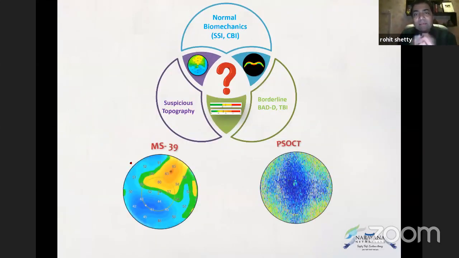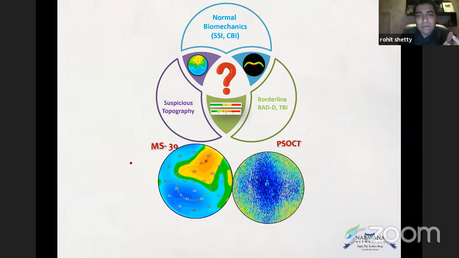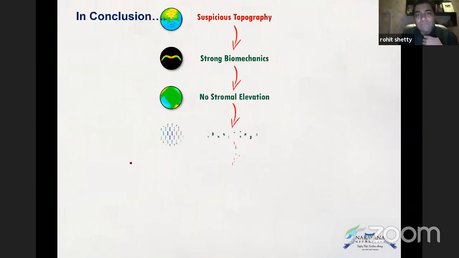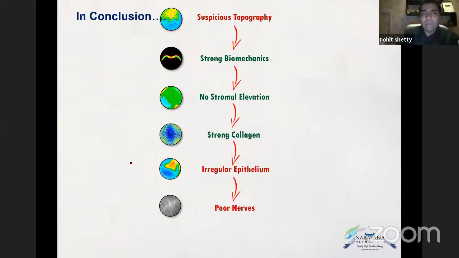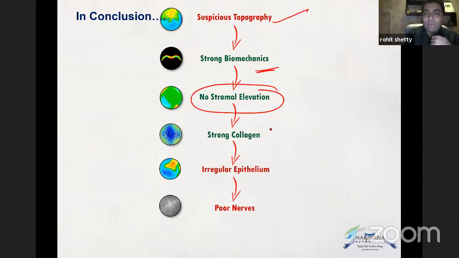So when you look at this case, it had a suspicious-looking topography when you're looking from a Scheimpflug-based imaging, but when you looked at it from the epithelium and the stromal part, it was completely normal. So this is how it helps us to look at the complete picture in one shot in a different way. This is the whole flow of this case: suspicious topography, stromal biomechanics, stroma was normal. We did, just to prove it, the collagen imaging.